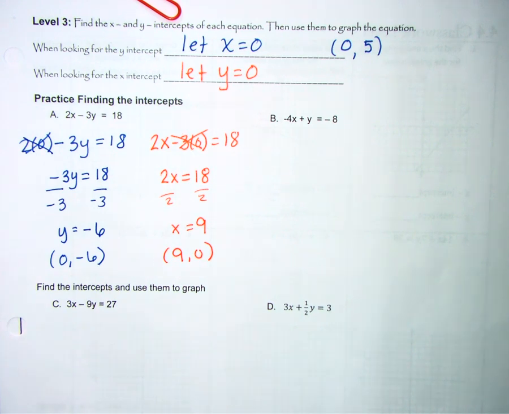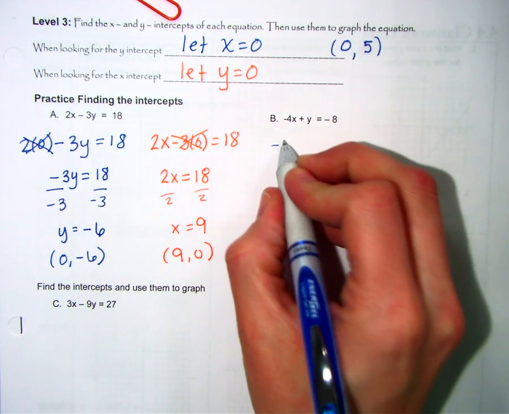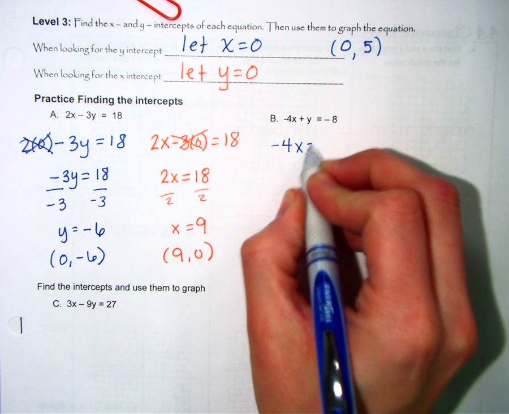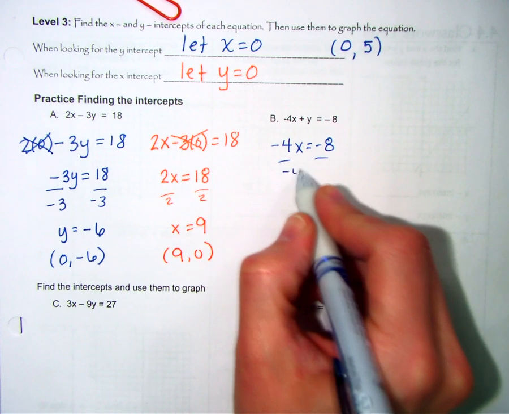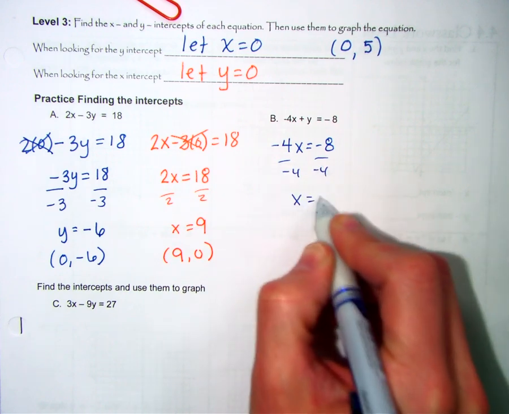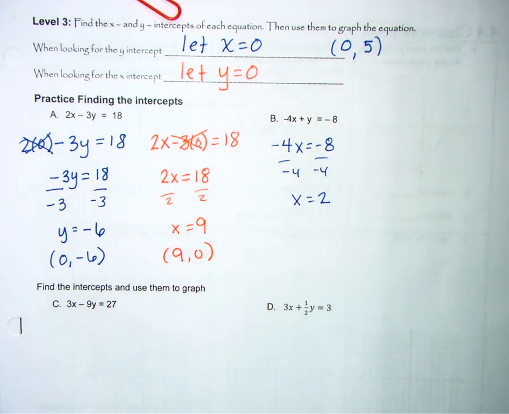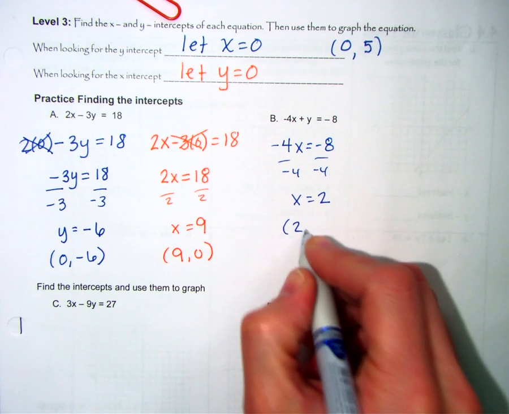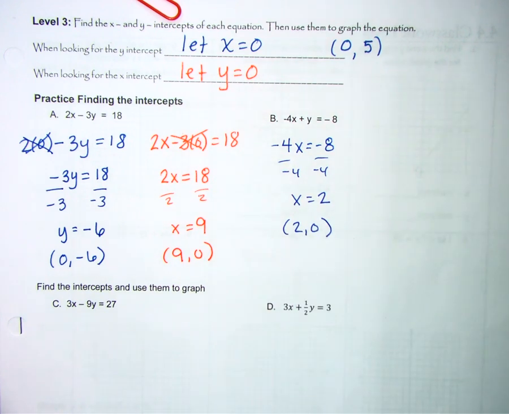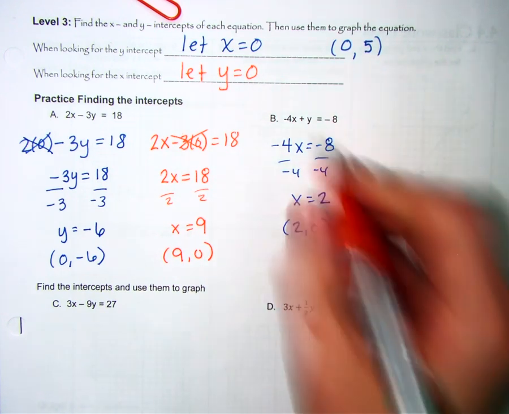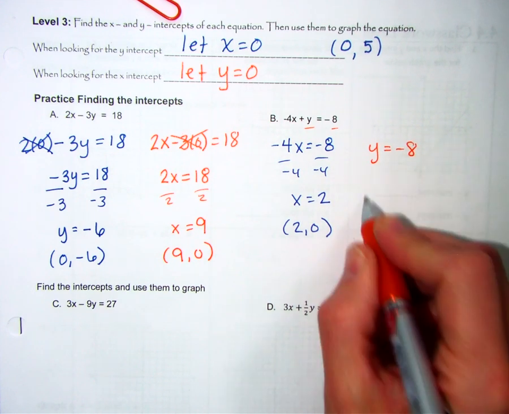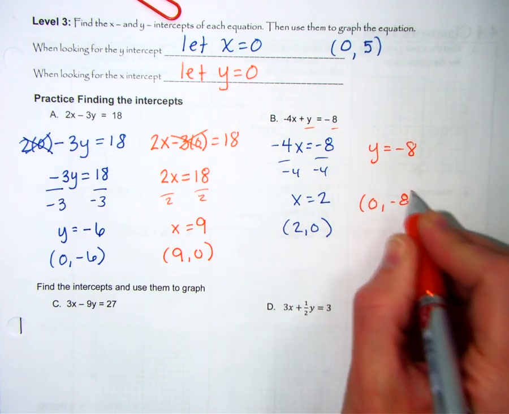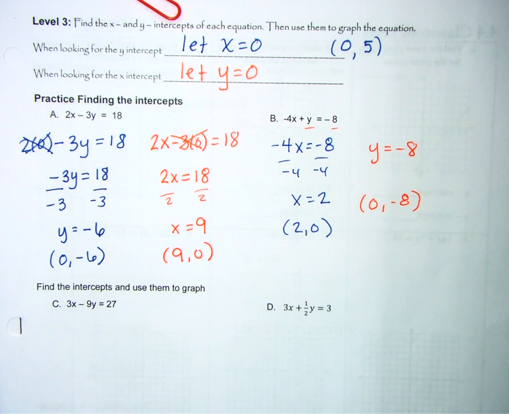Okay? So, you should have started over here and gone -4x is equal to -8. You don't even need to write that part where we cross out the y portion. Divide this by -4, and you should have gotten x equals 2. Then what we're going to do is put the point (2, 0) on the graph. Then this one was even easier. Look at this. y equals -8. You put that on the graph. Done.